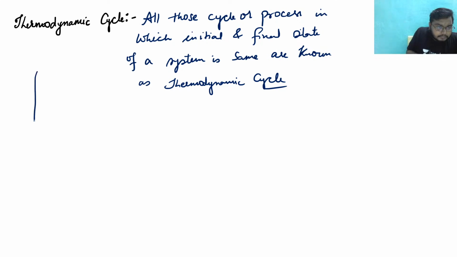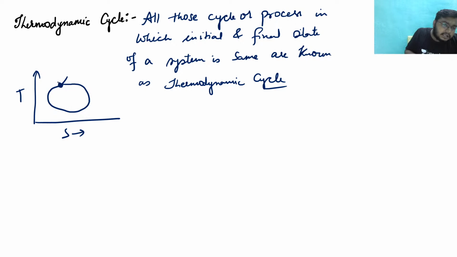Clear? For example, if this is the TS plot, I have started from this point, and again I have reached this point again. So the final and initial point are both the same, and hence this is a thermodynamic cycle. It will have some direction. Clear? So this is the basic definition of a thermodynamic cycle.